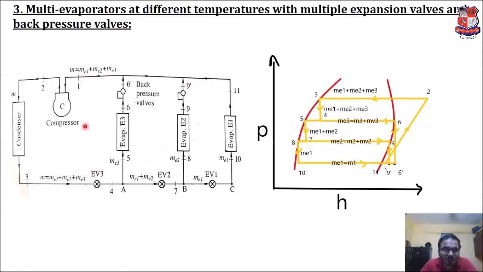We will begin with point number 2. So from 1 to 2, we have the total mass Me1 plus Me2 plus Me3. So from 2 to 3, you are observing that it is Me1 plus Me2 plus Me3.